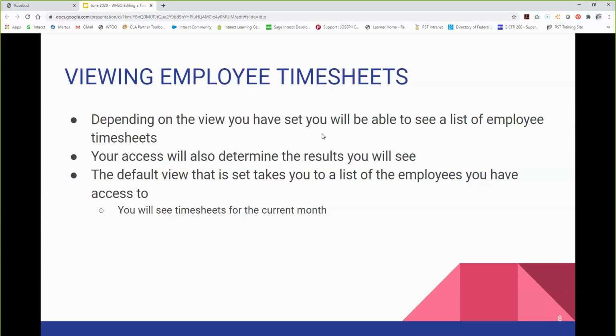So your access determines the results you see. And if you haven't been there before, you haven't changed the view, you're going to land on a default view, which will have the employee's name and some raw hours, just some basic information, and it'll be for the current month. So you can make a change to that report at any time.